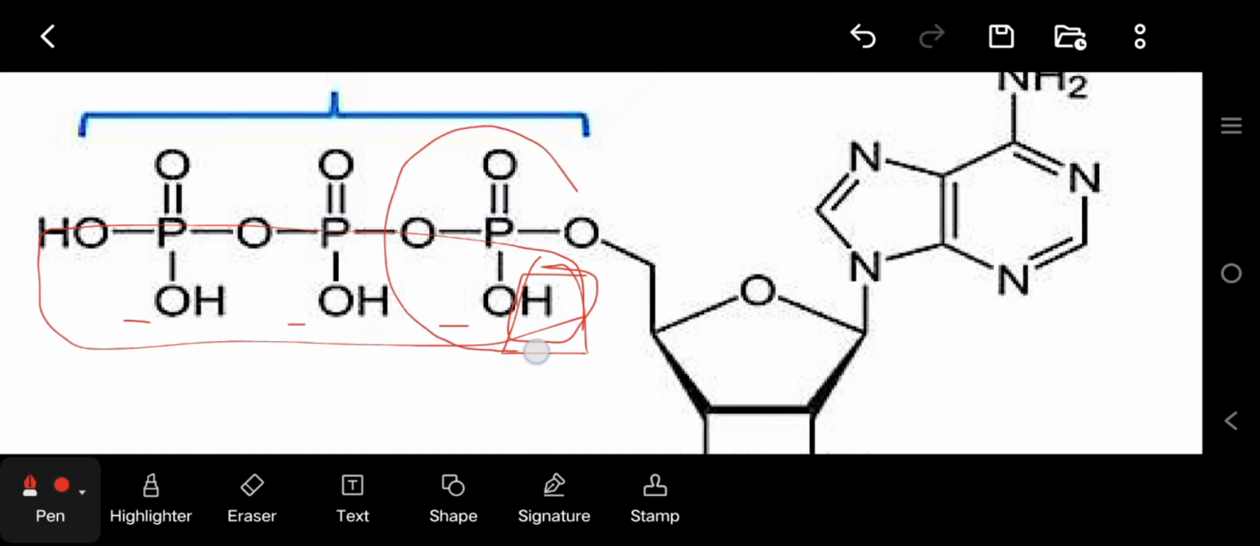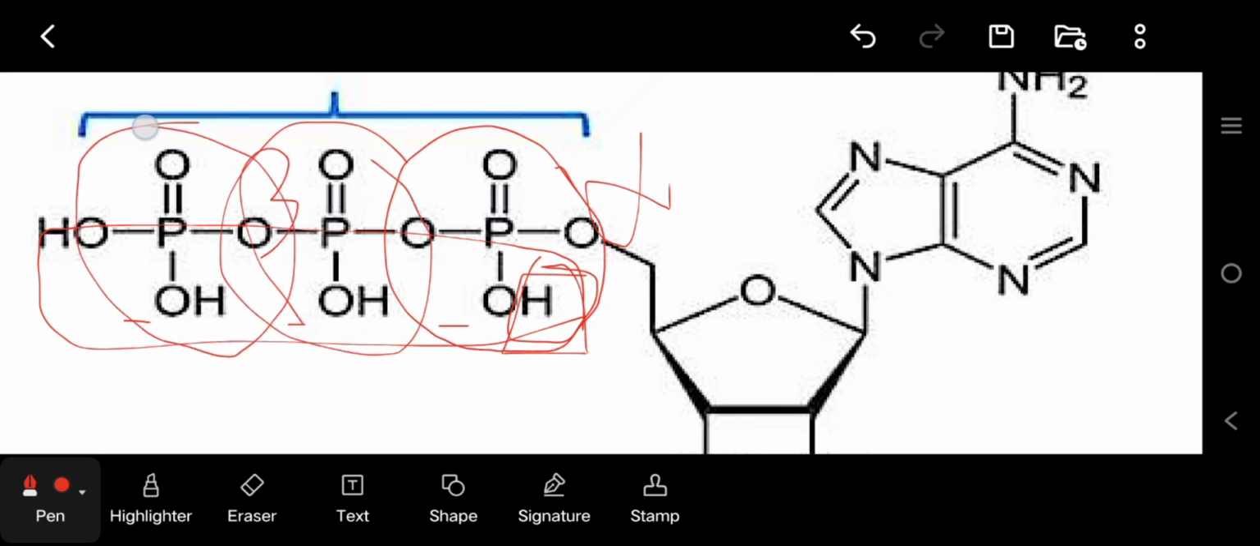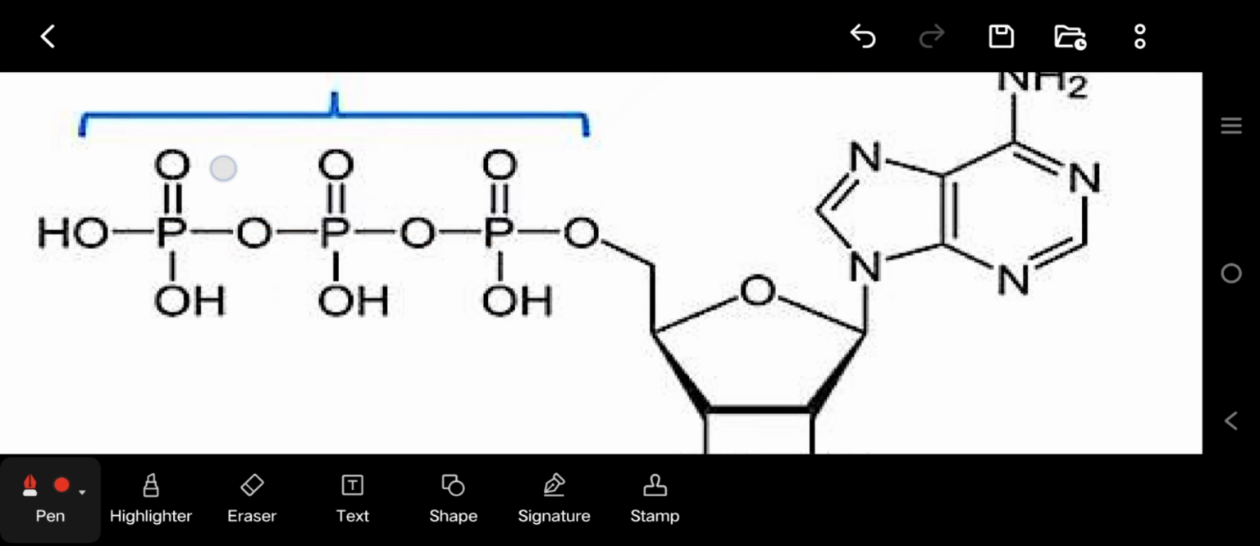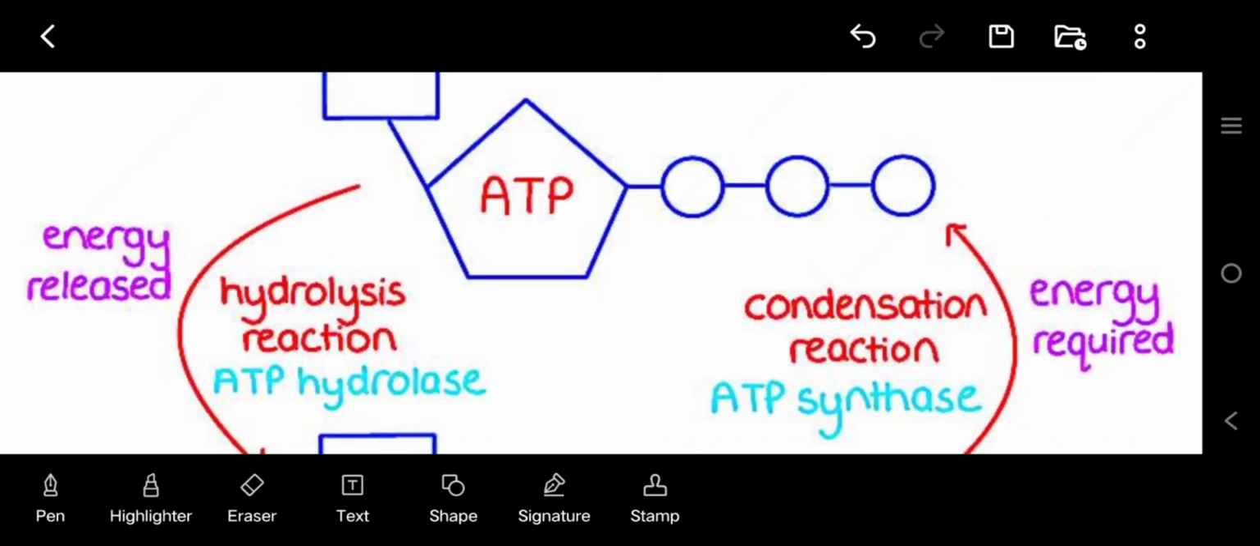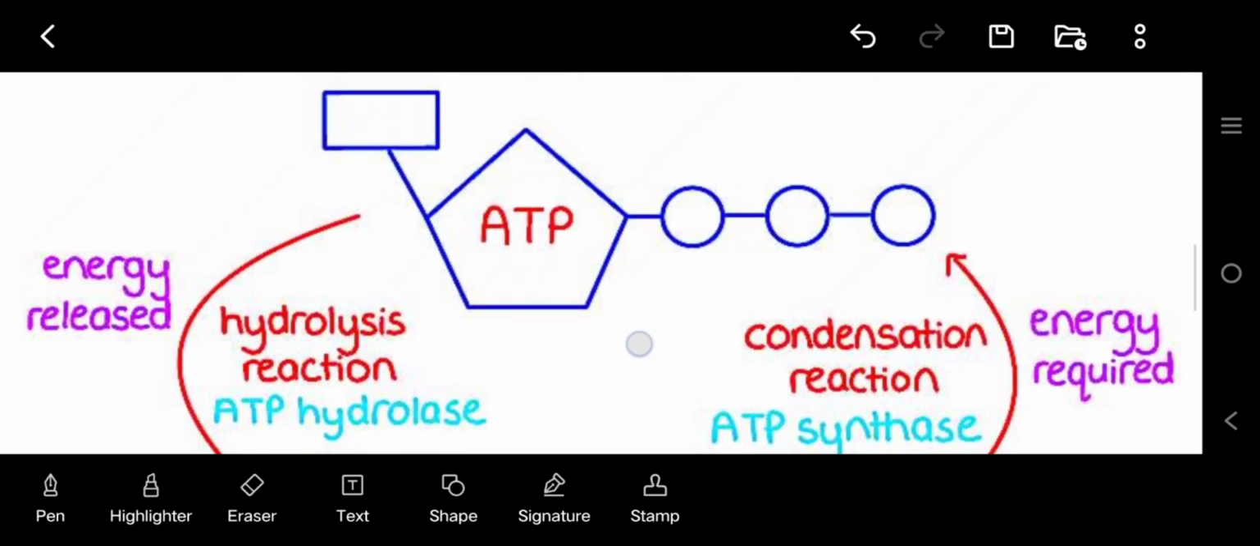This phosphate of ATP is the alpha phosphate, this phosphate is the beta phosphate, and this terminal phosphate is the gamma phosphate. 7.3 kilocalories of energy is released when this gamma phosphate is removed, and the bond between these phosphates is called a phosphoanhydride bond. Here is a diagram showing the ATP hydrolysis and ATP synthesis.